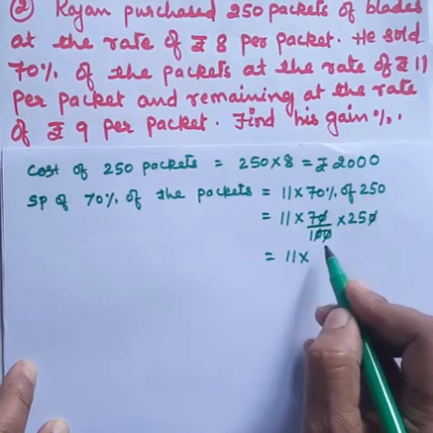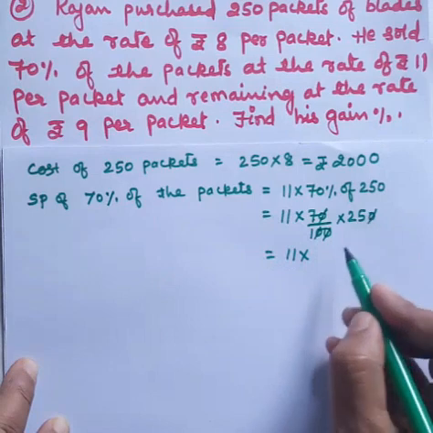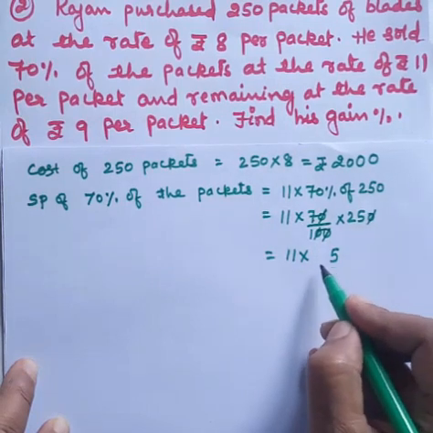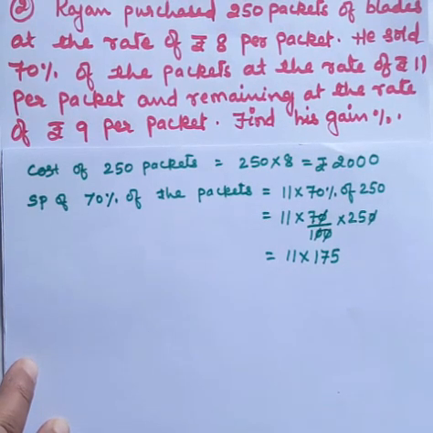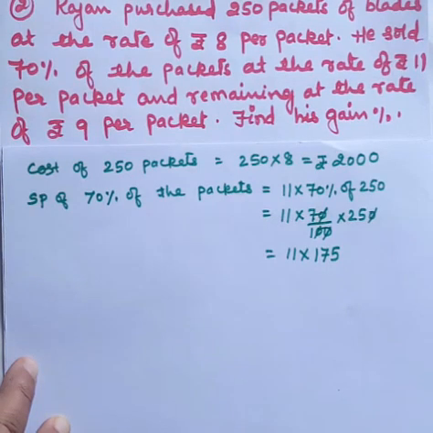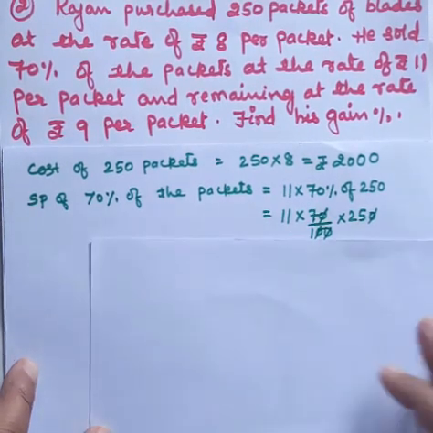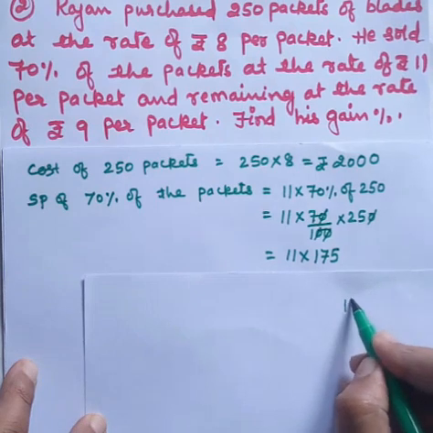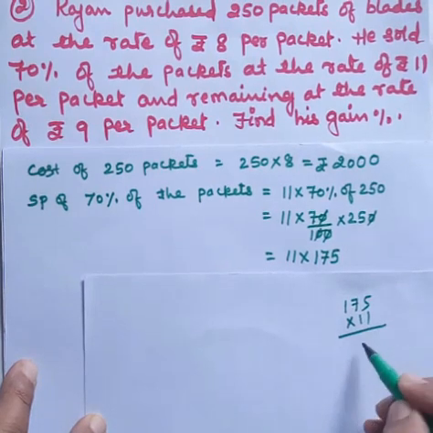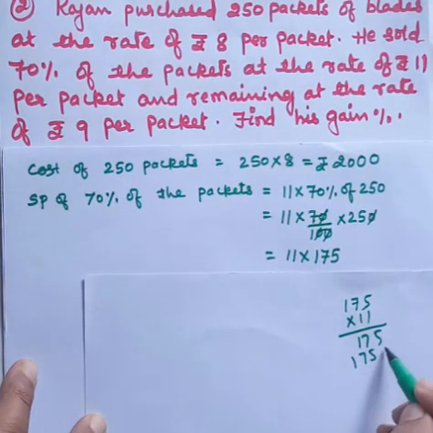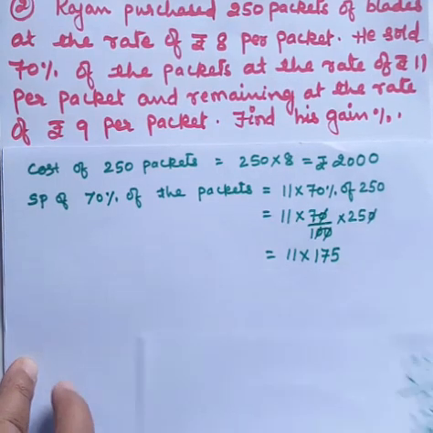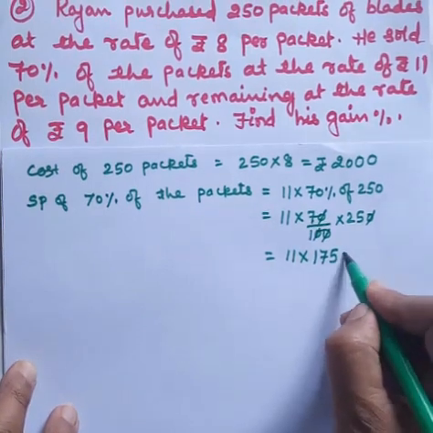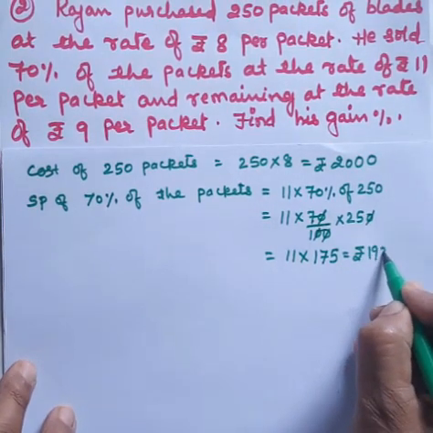11 multiplied by 25 7s are 7 5s are 35, 3 14 and 3 17. 11 into 175. So let us see how much is 11 into 175. See, this is 175 and again 175. So 5 2 9 1. Rupees 1925. This is equal to rupees 1925.